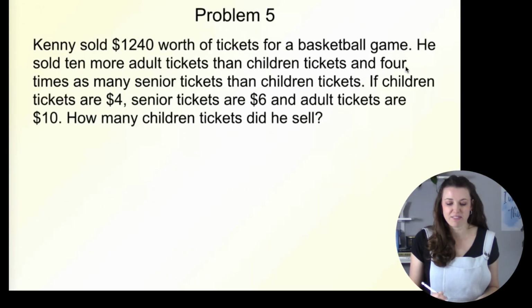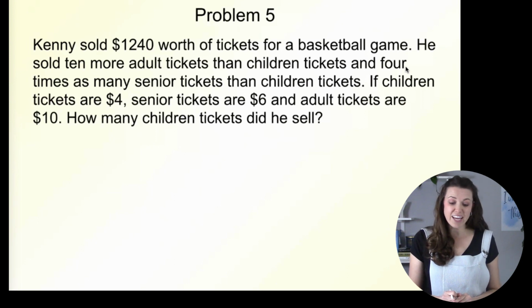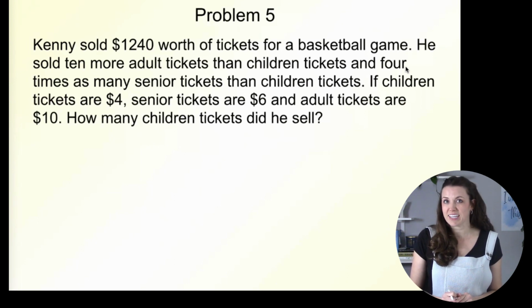Number 5. Kenny sold $1,240 worth of tickets for a basketball game. He sold 10 more adult tickets than children tickets and 4 times as many senior tickets as children's tickets. If children tickets are $4, senior tickets are $6, and adult tickets are $10, how many children's tickets did he sell?